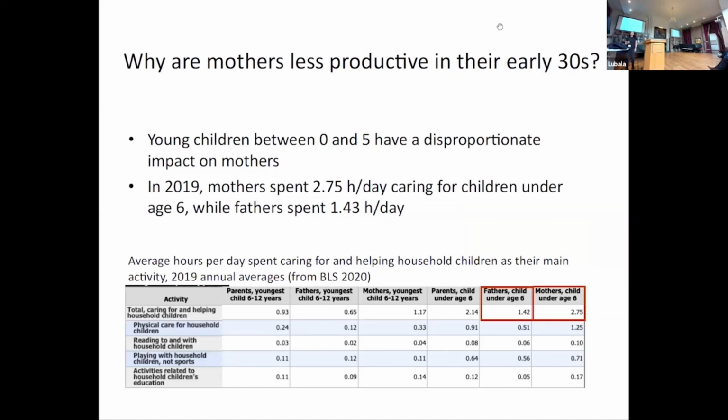So why are mothers less productive? We already started talking about this. This is something I had to kind of think about. Mothers to this day spend much more time on childcare than fathers. Mothers spend about 2.8 hours per day while fathers spend about 1.4. This is just an average. I always try to say this: I'm not telling you about dads, right? I'm just saying, on average, men spend less time than women.